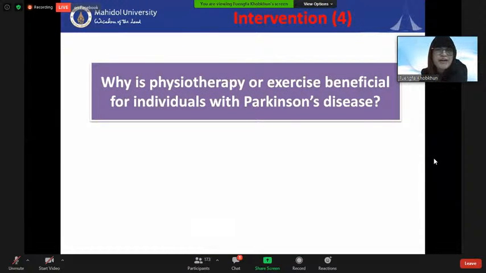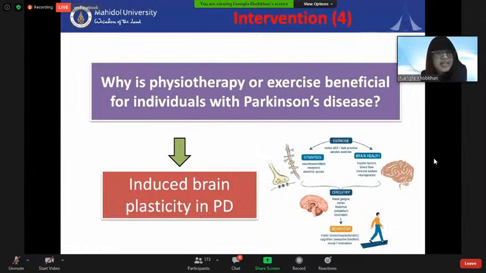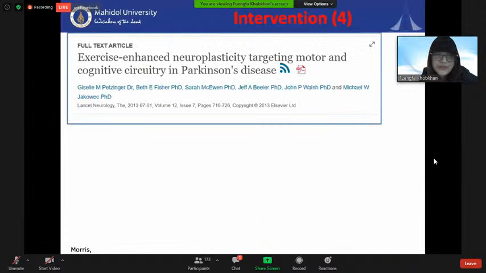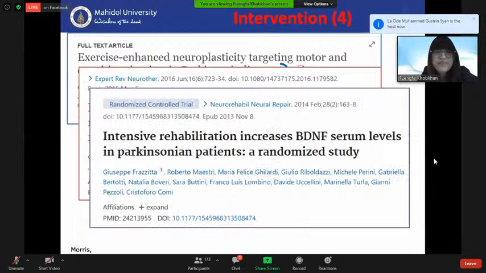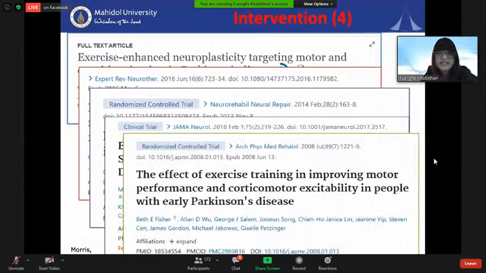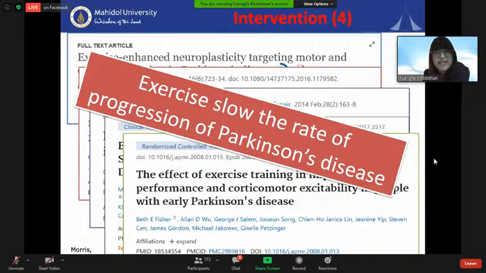Yeah, you guys maybe ask yourself, why is physiotherapy or exercise beneficial for Parkinson's disease? I have talked to you before, because it can induce brain plasticity in Parkinson's. It will remap in their brain, and then it will improve their movement and life with Parkinson's disease patients. So there is evidence to prove that exercise induces plasticity. Motor and cognitive circuits in Parkinson's disease improve. Yeah, neuroprotection is improved. BDNF serum improves, and symptoms improve with training, and cortical motor excitability improves in Parkinson's disease. So I would tell you again, physiotherapy and exercise can slow the rate of progression of Parkinson's disease. Okay.